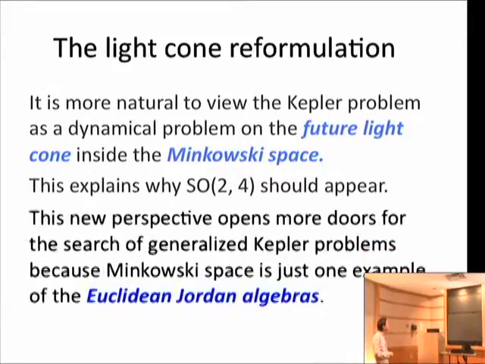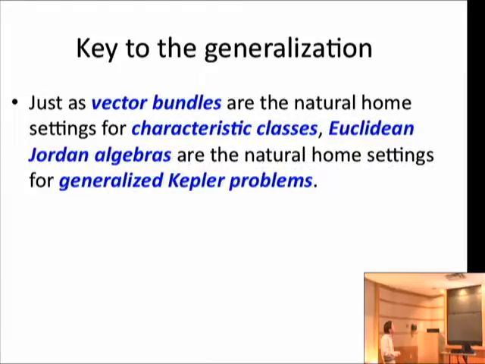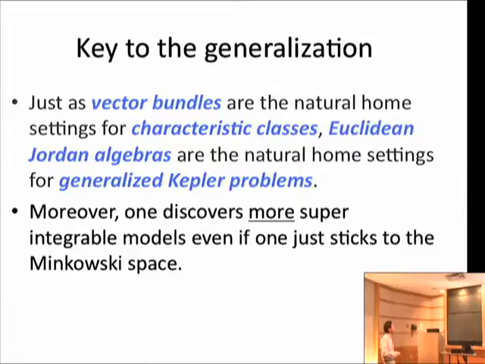Okay. Now this new perspective opens more doors for the search of generalized Kepler problems, because Minkowski space is just one example of Euclidean Jordan algebras. There are many, many of them. And so let me remind you the key to the generalization. Just as vector bundles are the natural home setting for characteristic classes, Euclidean Jordan algebras are the natural home setting for the generalized Kepler problems. And moreover, one discovers a more superintegrable model even if one just sticks to the Minkowski space.